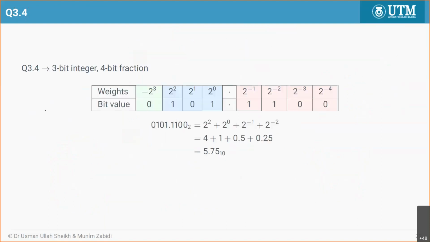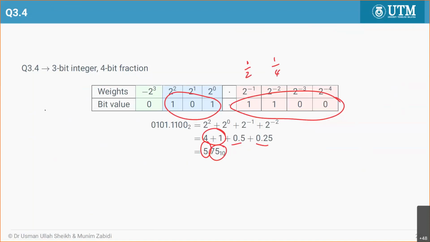And more examples. This is a mixture, with some bits on the left. This one is easy because it's 101 in binary. You can convert this to 5, 4 plus 1, or 5. But on the right side, you have to do some calculation because our brain is not tuned to do this. The first one is 0.5, the second one is 0.25, and you add them up, we get 5.75. Normally we divide, right? Because each one is 1.5 plus 4. And when you do the calculation, only then you get 0.5 and 0.25.